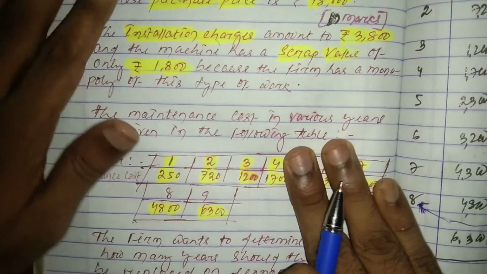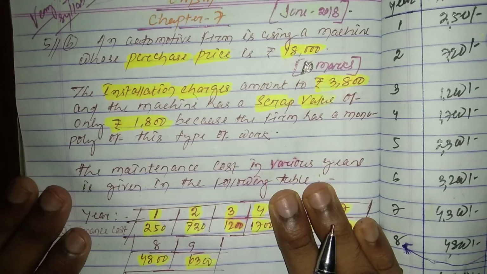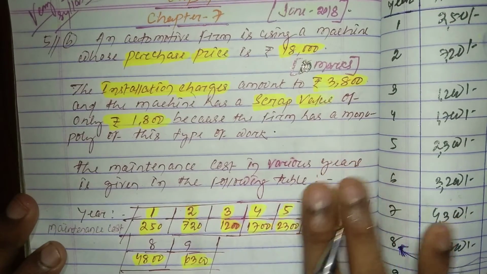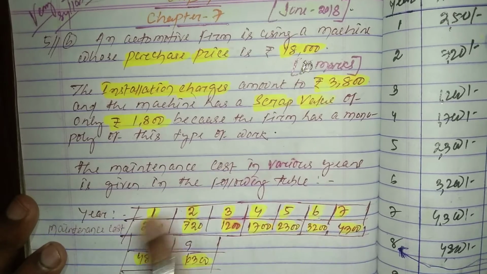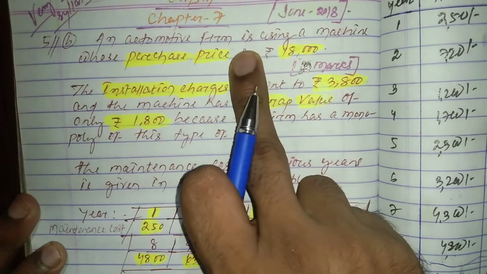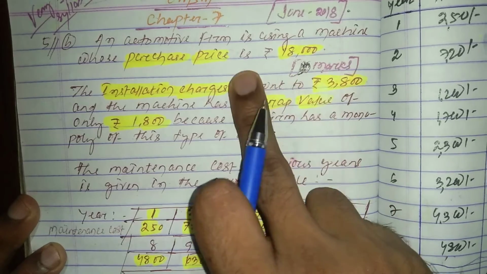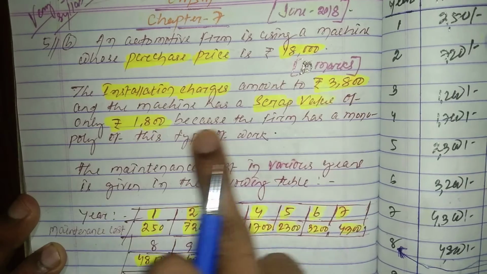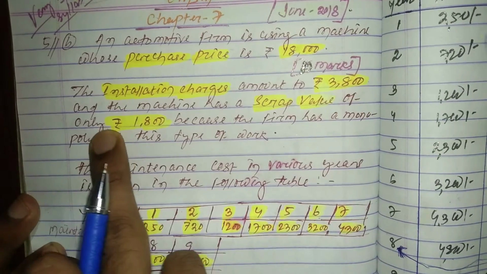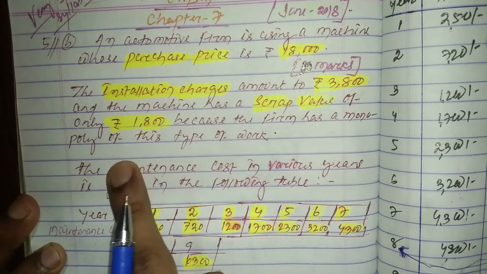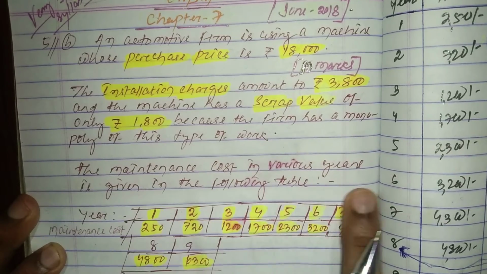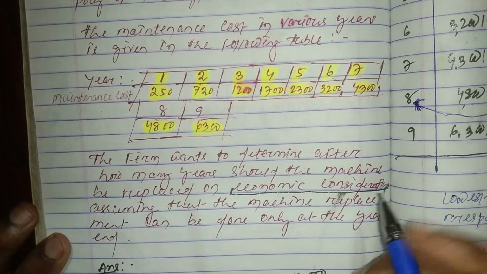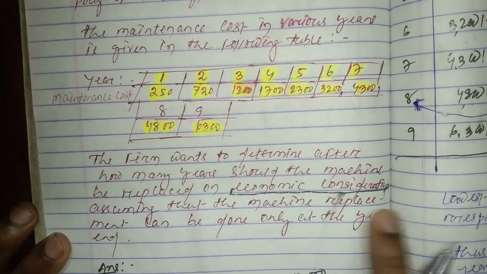You just need to read the question very carefully. If you read the question very carefully, then you can easily answer this question. Here given that an automotive farm is using a machine whose purchase price is 18,000. The installation charges amount to 3,800, and the machine has a scrap value of only 1,800 because the farm has a monopoly of this type of work. So the maintenance cost in various years is given. The farm wants to determine after how many years should the machine be replaced on economic consideration.